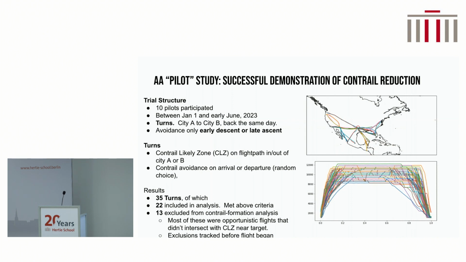And so we used those to be the matched tests that we randomly assigned either on descent or ascent, avoid the contrails. Although it was largely up to the pilot, we told them randomly, either on ascent or descent, avoid or don't avoid. And then we gave them a map. I'll show you the UI.